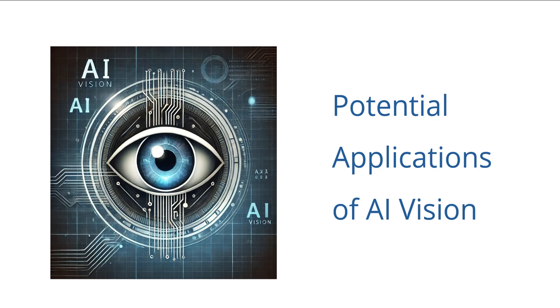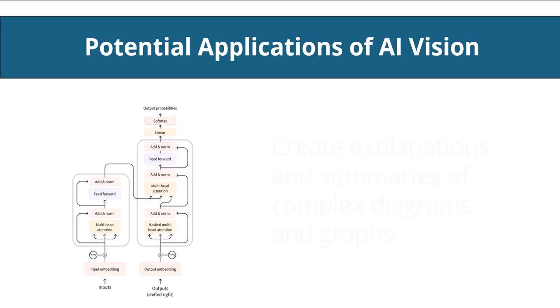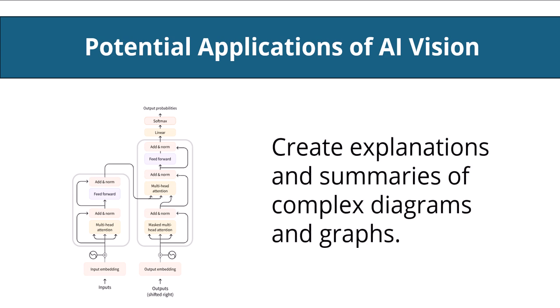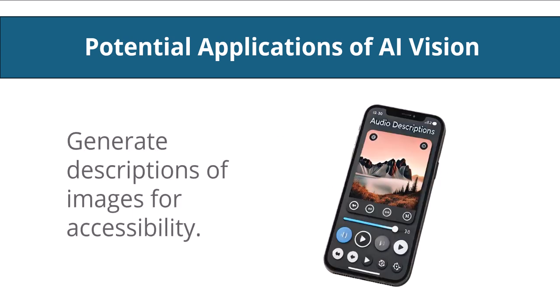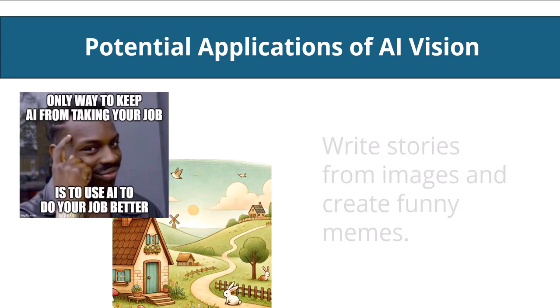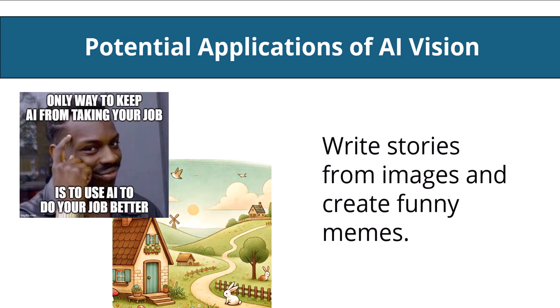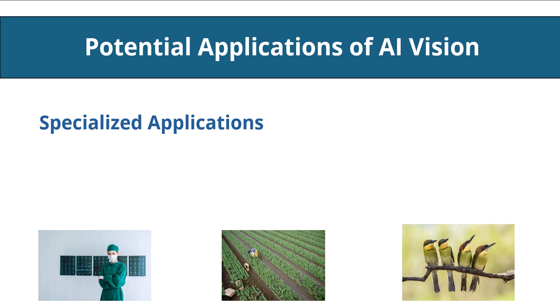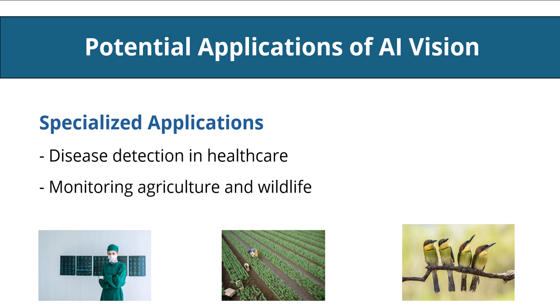There are plenty of ways that AI Vision can be used in applications. These include things like explaining complicated diagrams and charts, generating audio descriptions of images, and then using text-to-speech to improve accessibility for visually impaired people, creating stories or funny memes from pictures. And there are also specialized applications like disease detection from images in healthcare or monitoring agriculture and wildlife. The list really goes on and on.